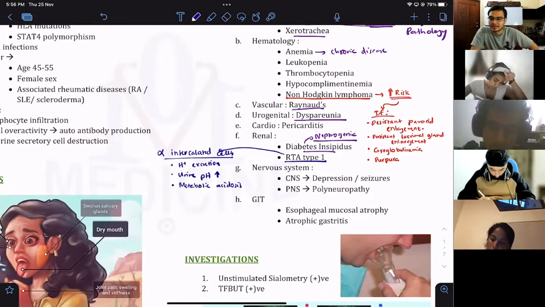Gastrointestinal tract, again, not very common, guys, right? Especially maybe in severe disease, yes, otherwise usually not seen. Esophageal mucosal atrophy, right? And atrophic gastritis. These are basically due to the inflammatory damage with fibrosis, right? Healing by fibrosis, right? This is what happens. Okay, is that clear?